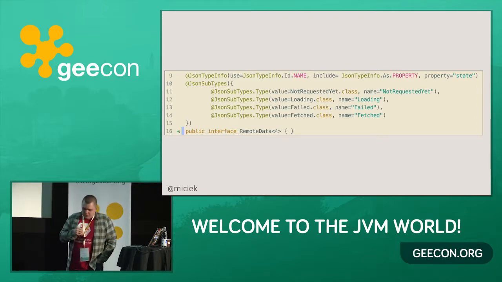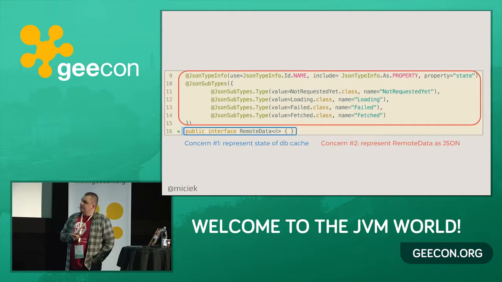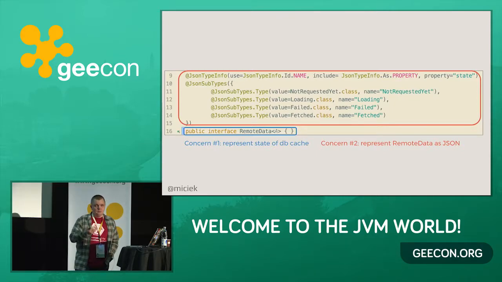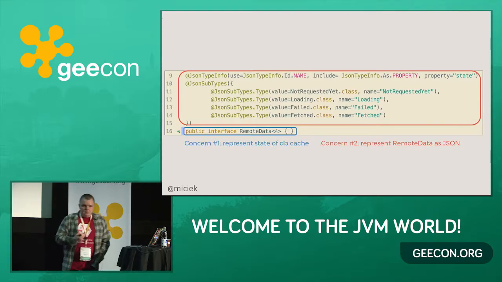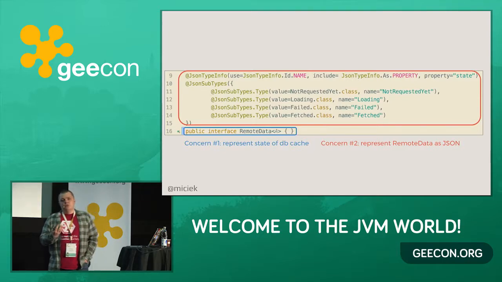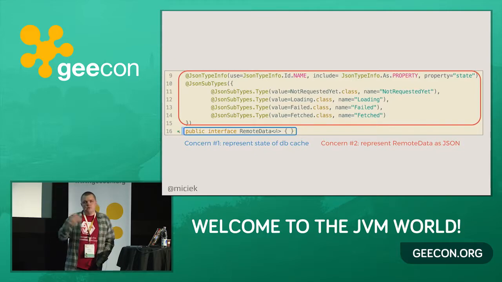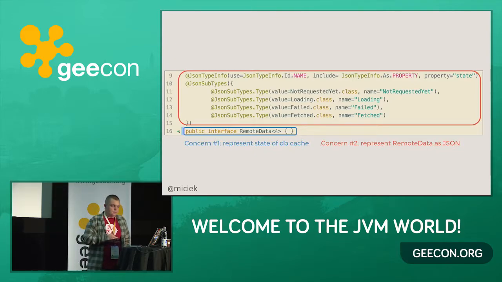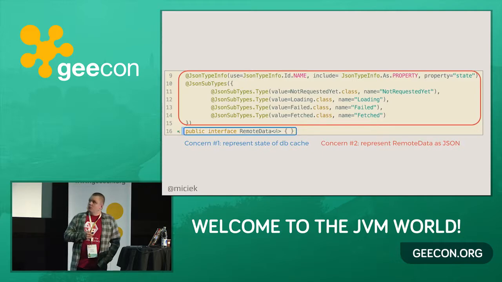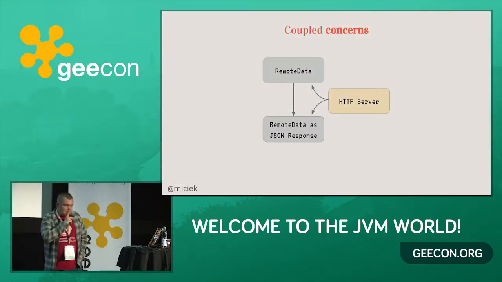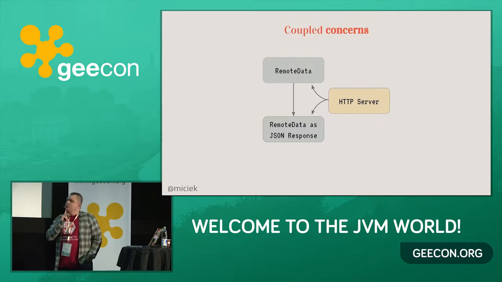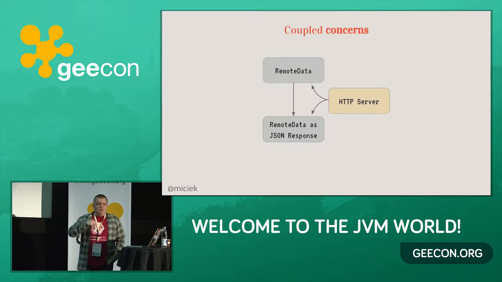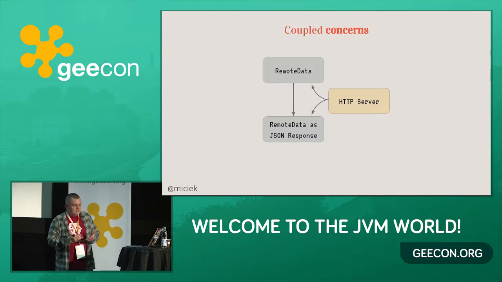What we also have here is a second concern. The first one is representing the state of the database cache, right? That's concern number 1, and concern number 2 is having this kind of structure being serialized to JSON so that the web application, for example, can consume that. So that's 2 concerns in one small block of code. And when you look at this kind of diagram, this is what's happening. The HTTP server knows about this remote data, this pure data that we implemented in order to represent our database cache.